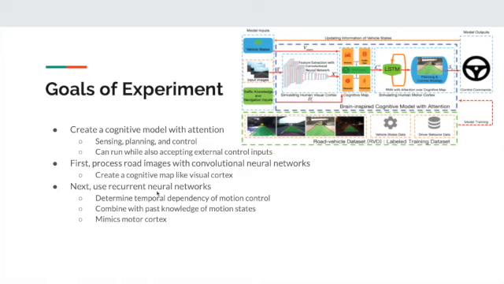So then next, they will use recurrent neural networks, which model sequencing data and temporal information of the motion control. And this also will combine with past knowledge of motion states, which will work to mimic the motor cortex. So then all of this planning and control strategy with the RNNs, the recurrent neural networks, outputs the control commands of the self-driving car.